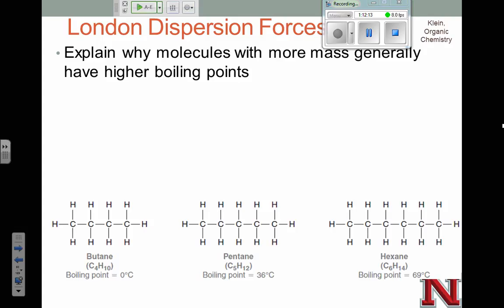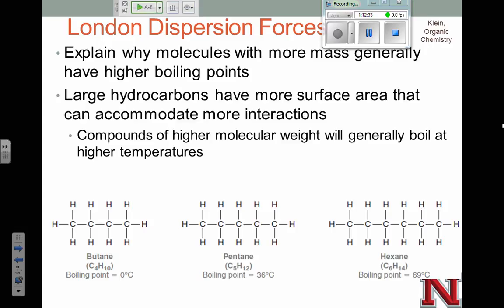So small molecules like butane have a very low boiling point; butane's a gas. Pentane and hexane, as we increase the number of carbons and hydrogens, we increase the amount of London forces and the boiling point increases a good bit. So it makes a difference even though it's weak. So as we get higher molecular weight, the boiling point increases.